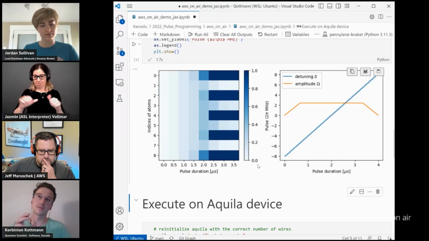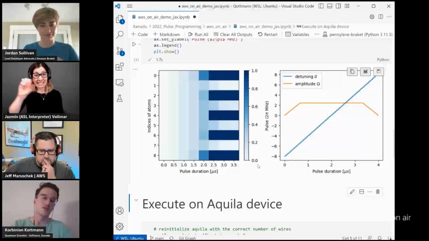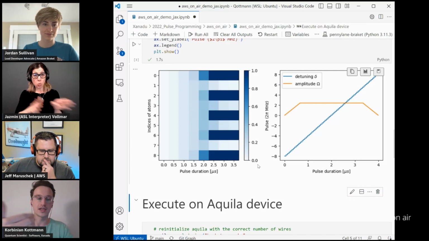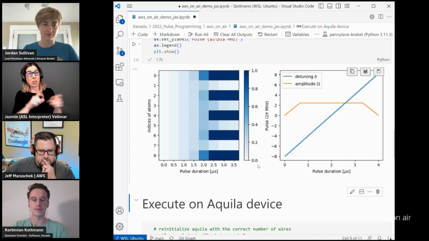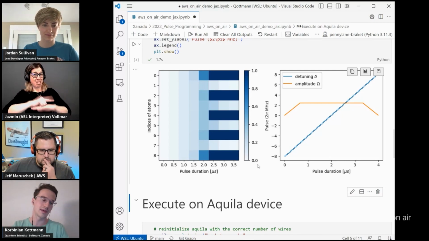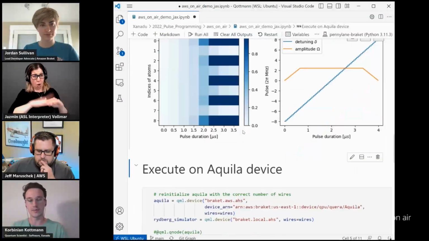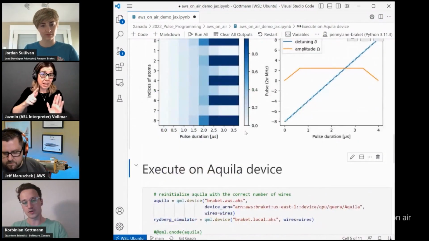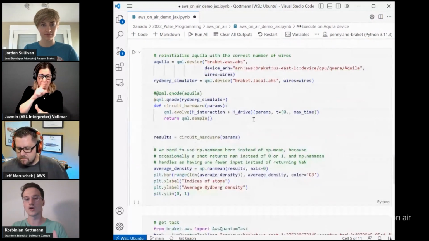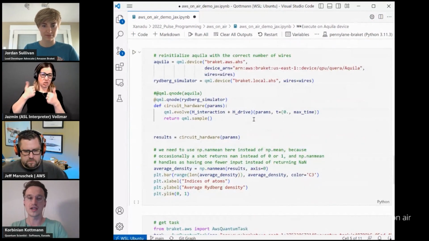Now, maybe this is a bit confusing because I'm using the word simulation in two different ways. What I'm showing you here is actually simulation. So this is run on my laptop. The whole computation is done on my laptop. Now, what I would typically do is I would first do that simulation on my laptop, and then I go and I try to run that on the real device.